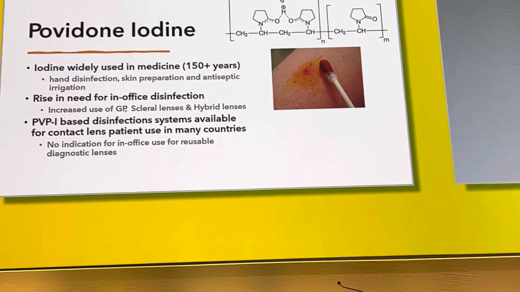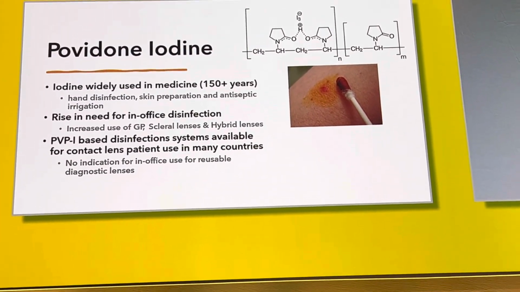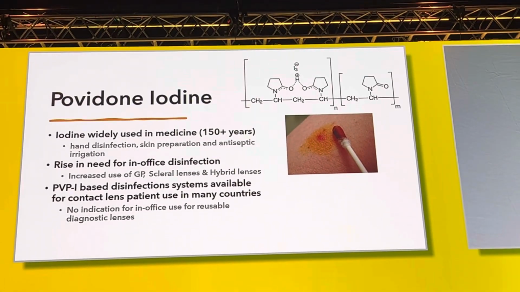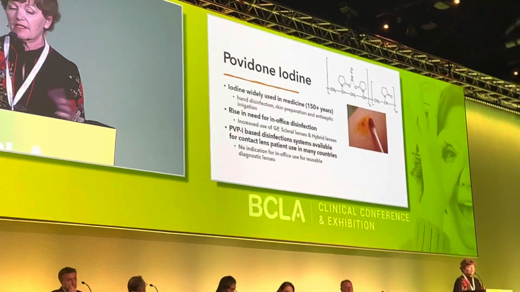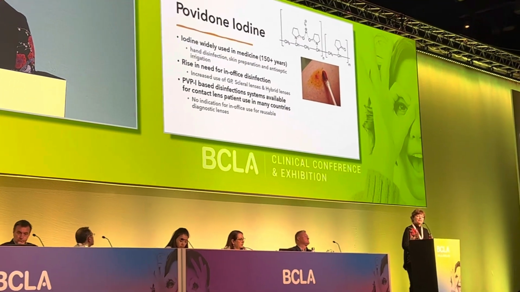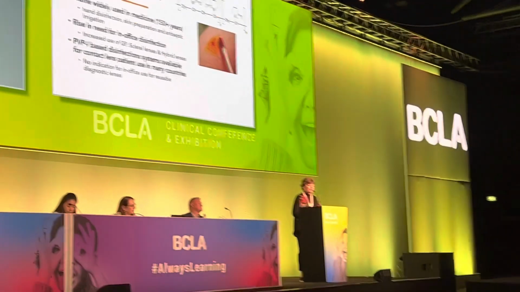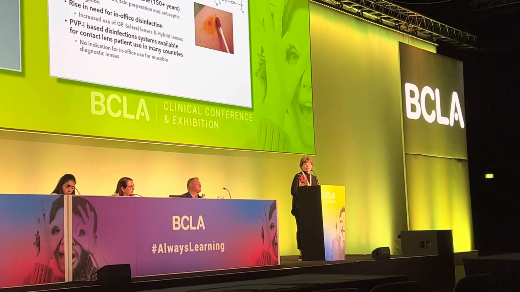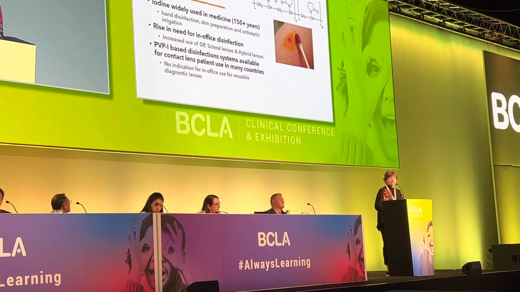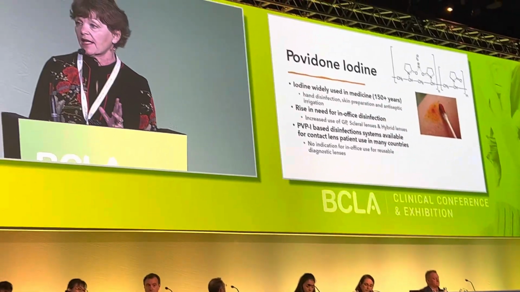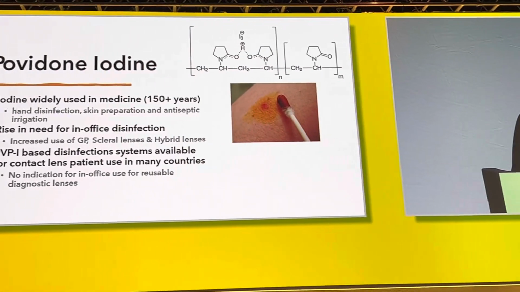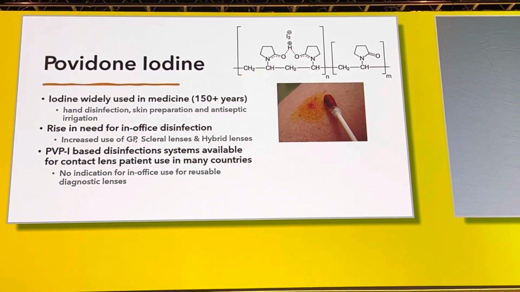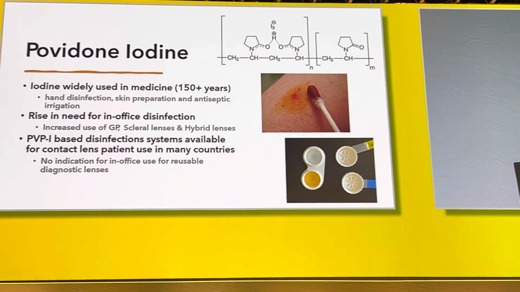We've also noted that there's a rise in the need for in-office disinfection because we're using more rigid lenses now and hybrid lenses with myopia control, including scleral lenses. And the PVPI systems, povidone iodine systems, are available in some countries throughout Asia, some of Western Europe, not in North America, and Australasia as well. But they are not approved or recommended necessarily for in-office disinfection.